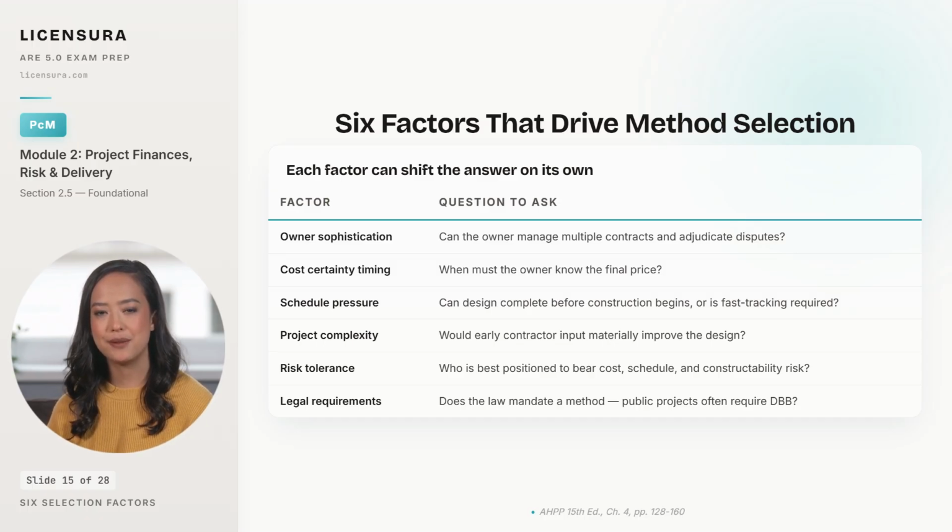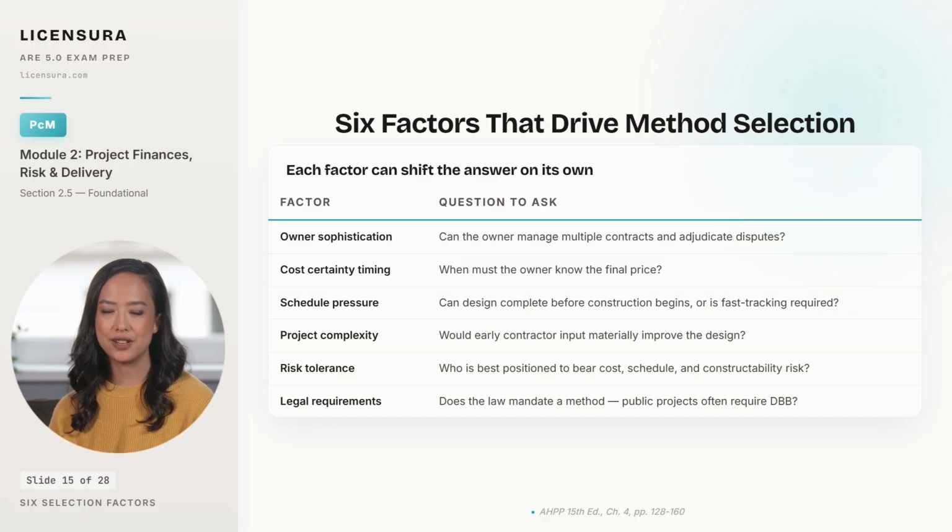Cost certainty timing matters because the methods produce certainty at different points. Design bid build at bidding, CMAR at the guaranteed maximum price agreement, IPD progressively through the work. Schedule pressure pushes toward methods that allow fast tracking, starting site work and foundations while upper-level design is still being completed, which design bid build does not allow, but CMAR and IPD do.